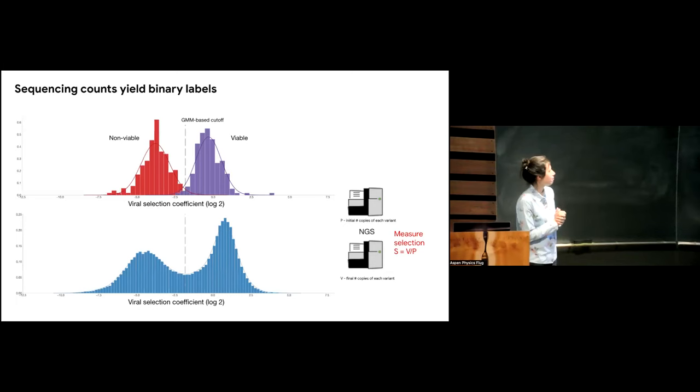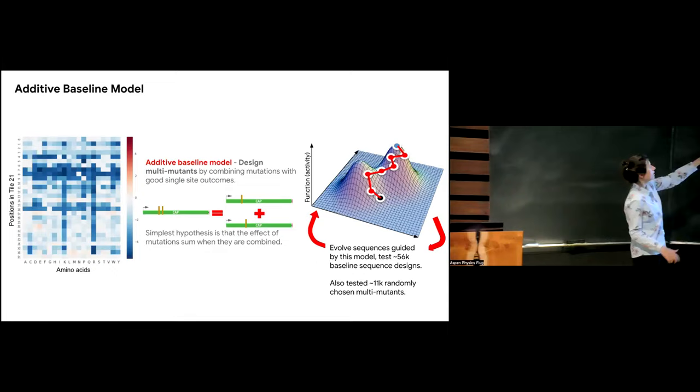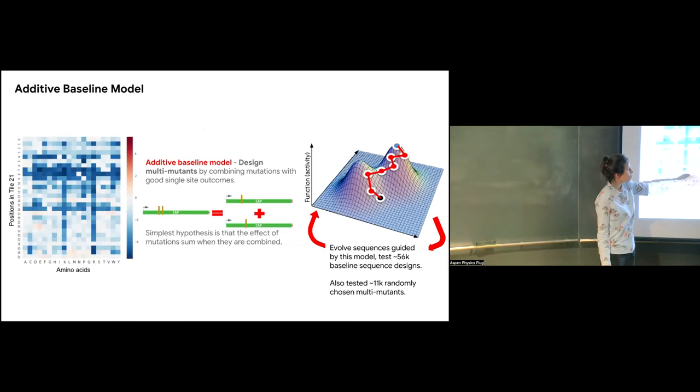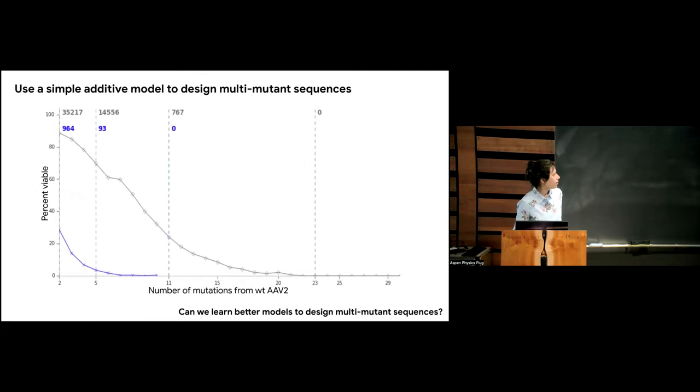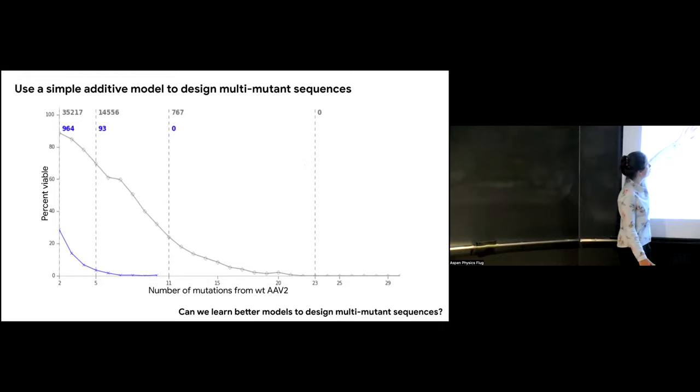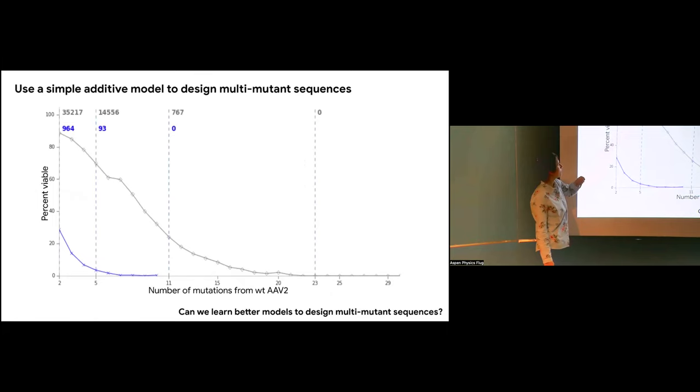And so I skipped over: we used this initial single mutation data to design a whole library using a simple additive approach. We designed 56,000 sequences using an additive approach, and we also tested 11,000 randomly chosen multi-mutants. The additive approach isn't so bad, it turns out. We didn't expect it to do this well, but you can get five mutations away and still have something like a 65% success rate.